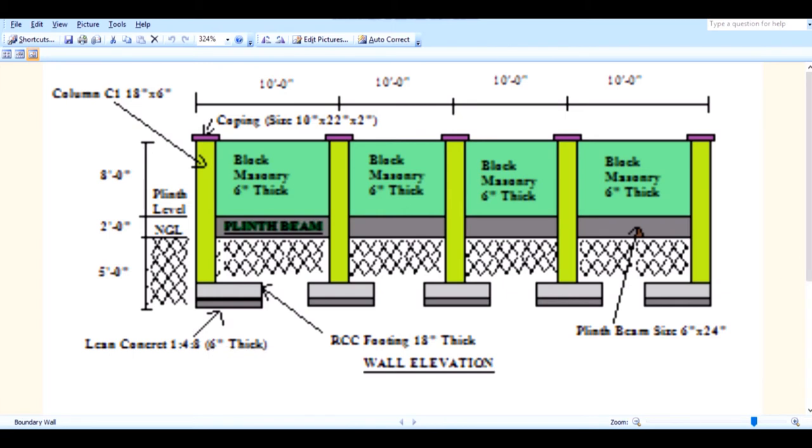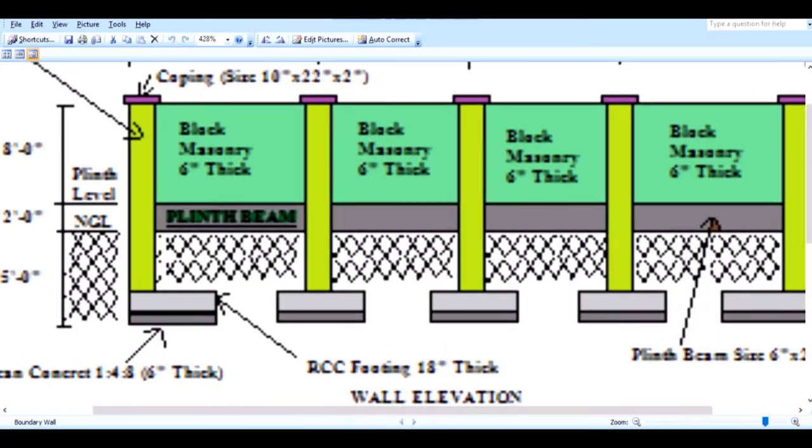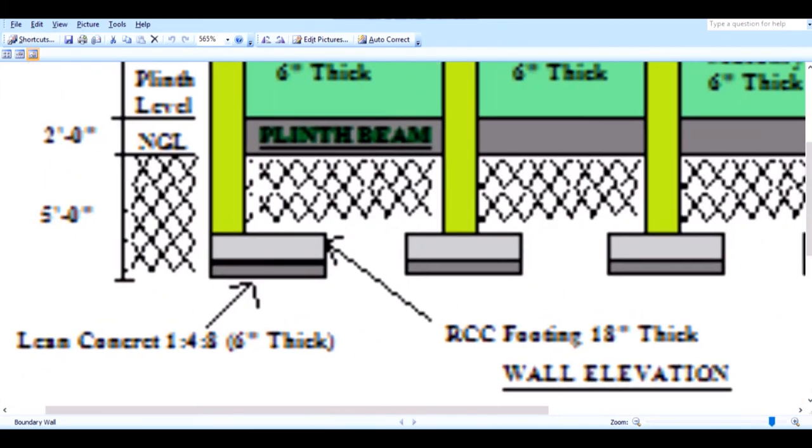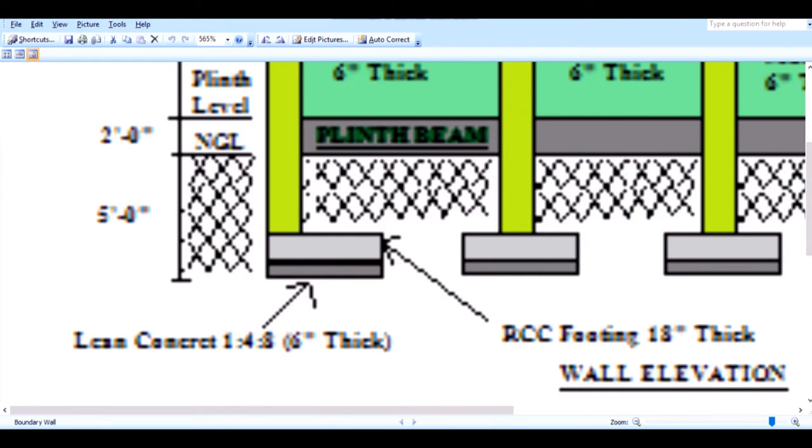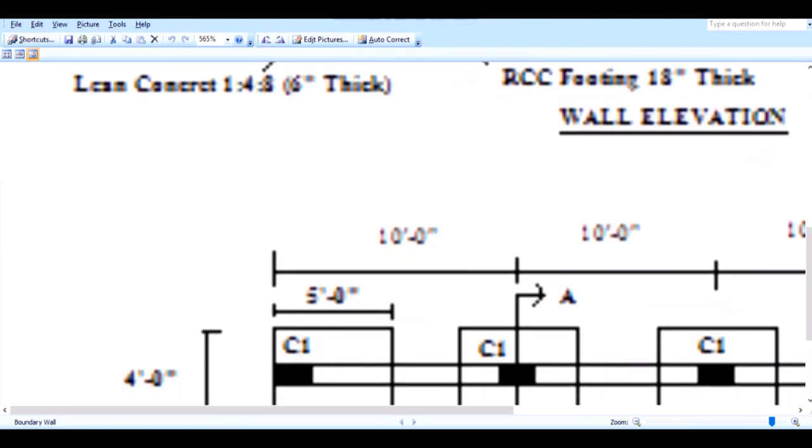First of all, we find out the concrete quantity of lean concrete. I am zooming in the structural component. At the bottom of the foundation, you can see there is a 6 inches thick lean concrete mentioned. Lean concrete is usually provided below the foundation. So the thickness is mentioned here, 6 inches thick, while the other dimensions are taken from the footing layout.